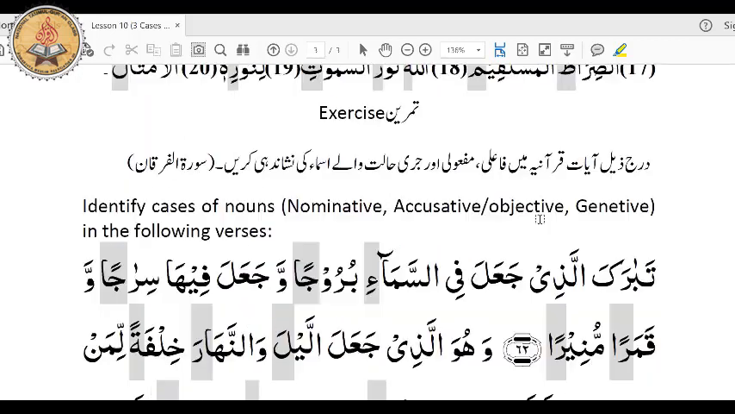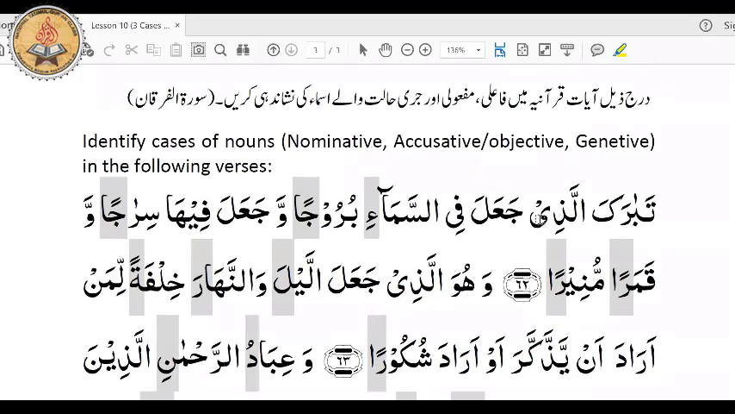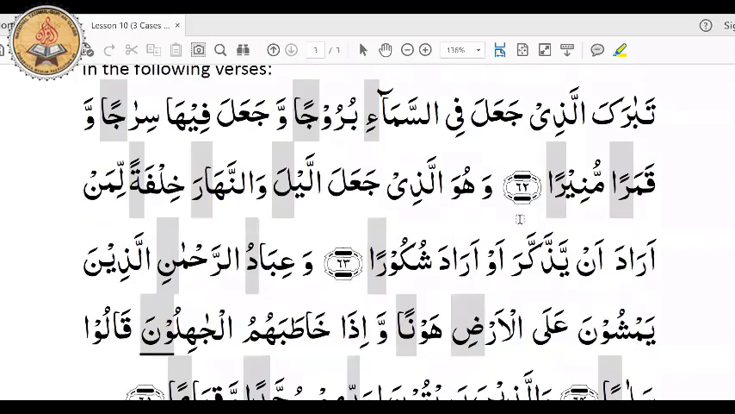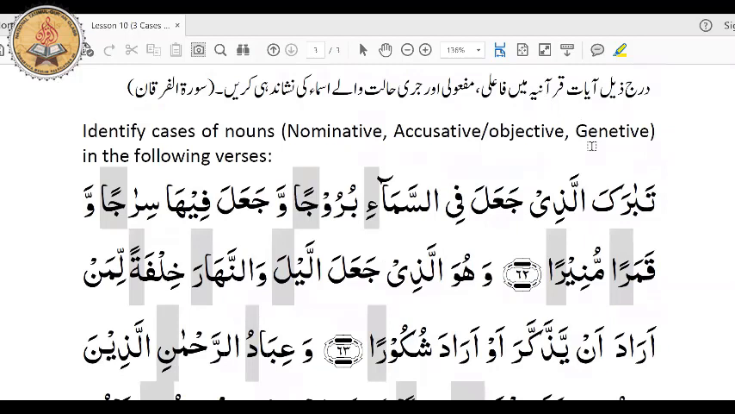Now the next is these beautiful verses of the Quran. Each verse is beautiful, but some are very understandable and we can quickly attach ourselves to them because of the attributes of the believers. This is from Surah Al-Furqan, chapter 25, verses 62 to 65. Again, identify cases of nouns: nominative, accusative, objective, and genitive. Maybe accusative is a bit difficult to say, the objective, in which a word is used as an object, and genitive in the following verses.